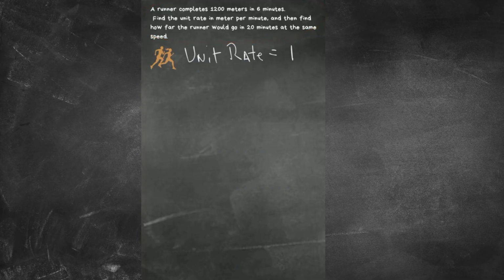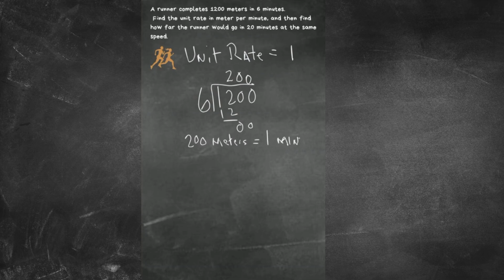Okay, so first, we need to find how many meters this runner is going in 1 minute. So let's do this by dividing 1,200 by 6, and that will give us how far this runner goes in 1 minute. 6 goes into 12, 2 times 6 is 12. We have a 0, 6 goes into 0, 0 times, and then we have another 0. So the unit rate is you're going 200 meters in 1 minute.